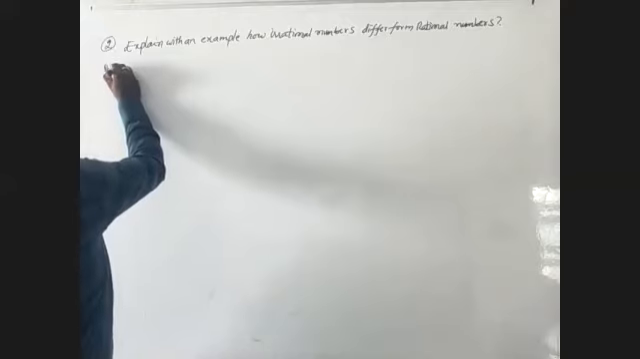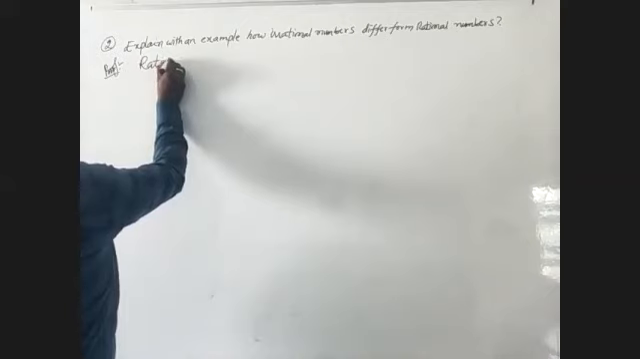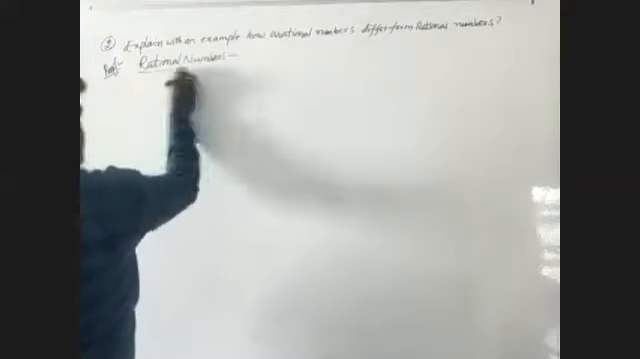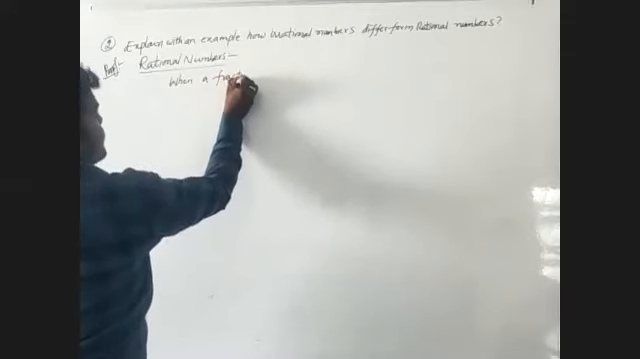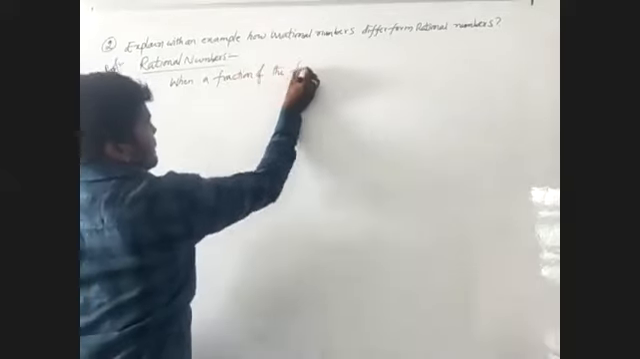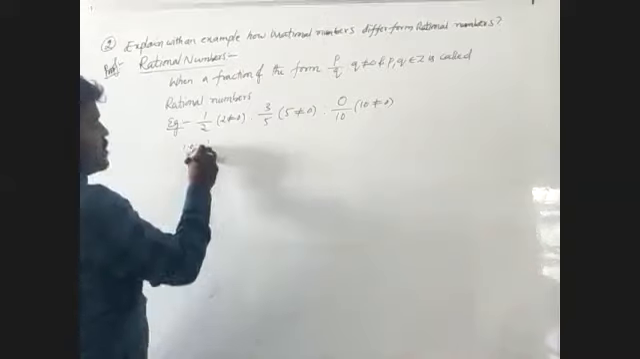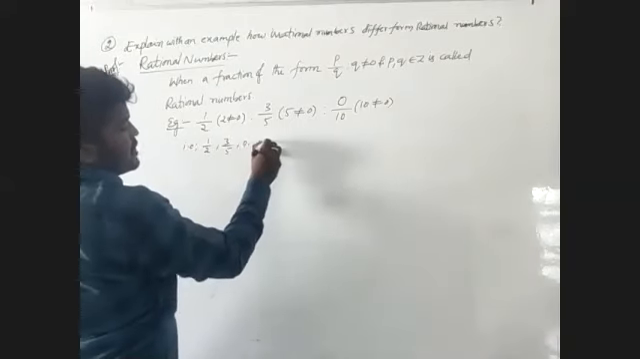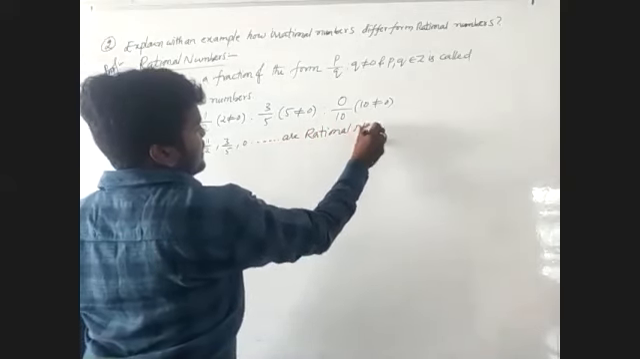First I will take rational numbers. When a number is of the form a by b, a fraction, then it is a rational number. For example, 1 by 2, 3 by 5, 0 and so on are rational numbers.